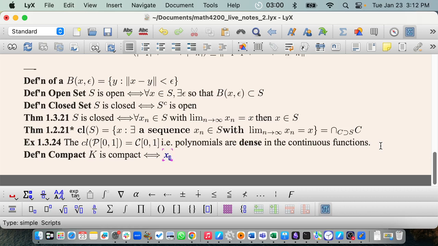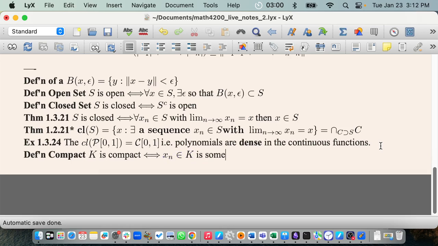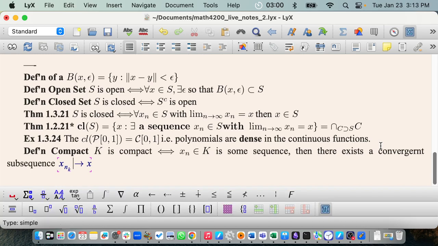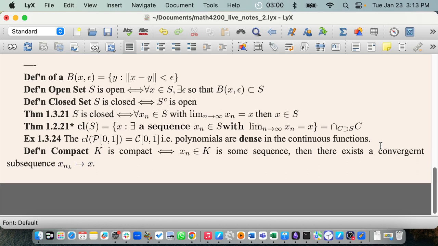So if xn is some sequence in K, then there exists a convergent subsequence, xnk, which converges to something, x. Okay. Have you guys seen this kind of thing with sequences and convergent subsequences before? Okay. So that's the definition of compact. It turns out, and I don't know why they don't put it in the book, that it's the same thing as this open cover finite subcover thing.